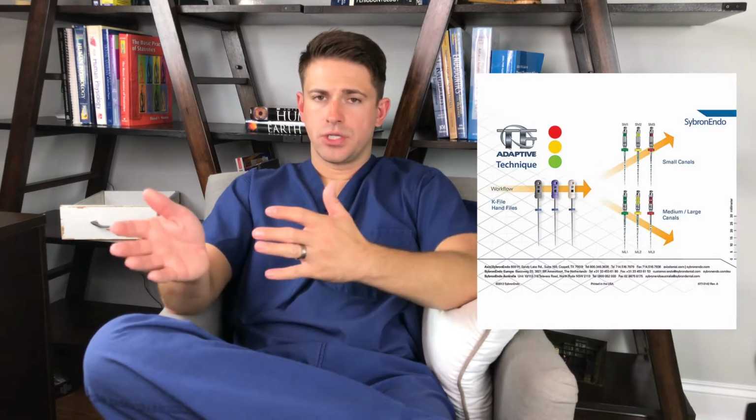You start with the hand files and you help develop a glide path, okay? So you're working from that 8 to the 10 to the 15, you're developing a glide path, so when you switch to the rotary files, you've already created a channel or a pathway for those rotary files to follow. But the other unique thing is when you use those hand files, you actually get a lot of information from that, and it helps you determine which of the two TF Adaptive sequences you're going to use.